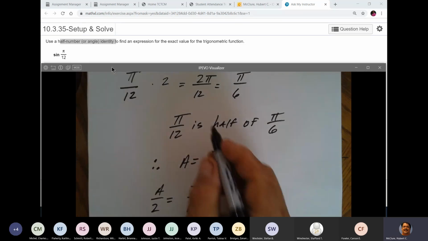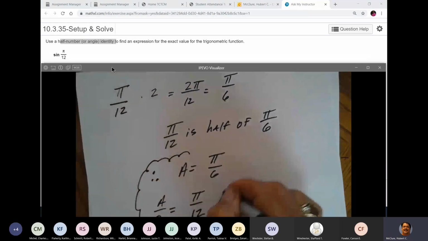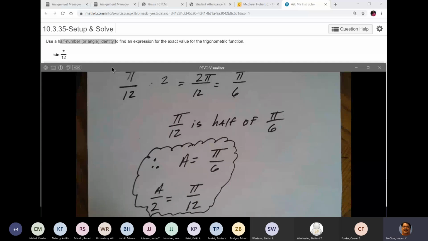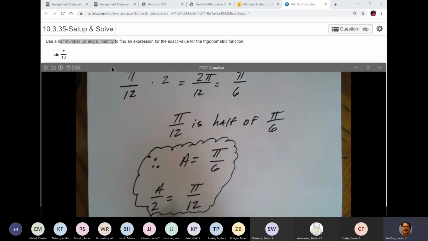And this right here kind of helps you get started with the half angle or half number identity. I printed out my cheat sheet a while ago and I put it somewhere and I can't find it, so I'm just going to write down what I can remember. This is the problem that you're actually doing, and you're working with these two angles, pi over 6 and pi over 12.